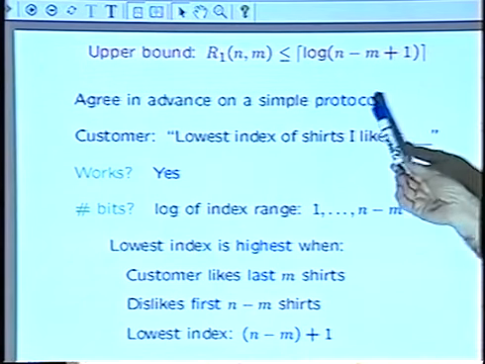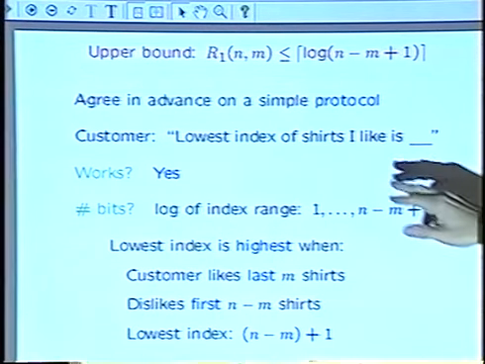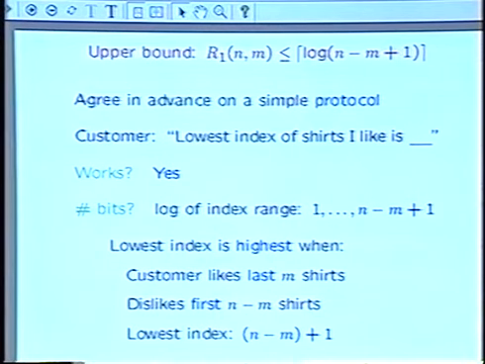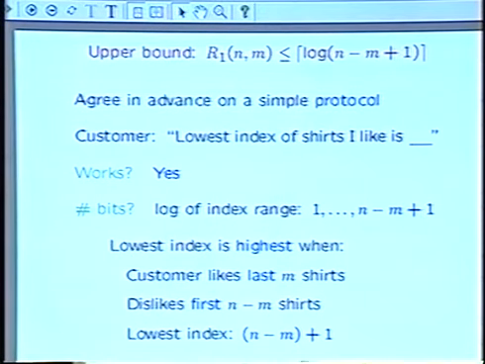They agree in advance on a protocol where the customer looks at the shirts that he likes, finds the lowest index, and says, the lowest index of shirts I like is, and then he just says that number. So now, does it work? Yes, it does, because he'll tell them an index of a shirt that he likes and he'll get that shirt.